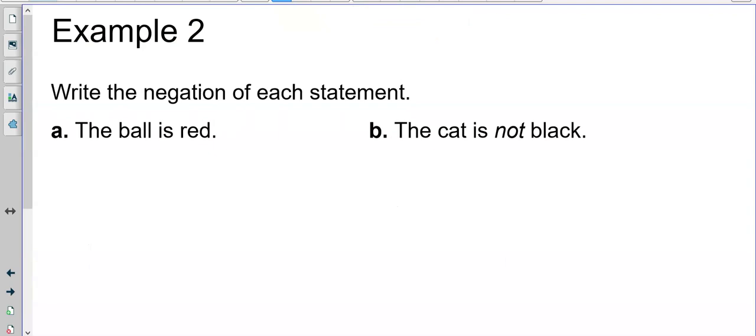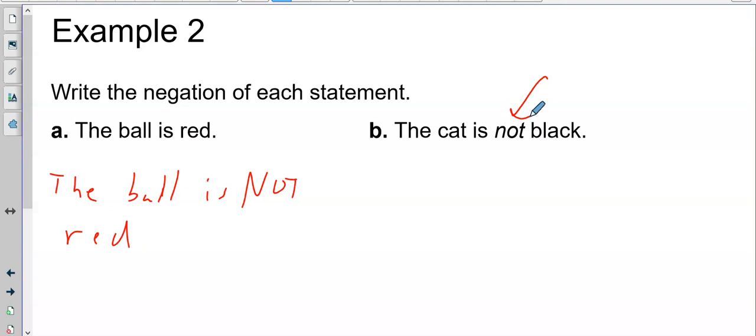So write the negation of each statement. If the ball is red is my statement, you simply say the ball is not red. The cat, now here is the thing. You can't always just add not, because this is saying the cat is not black. Well, we would not say the cat is not black, even though that works. We would just say the cat is black.